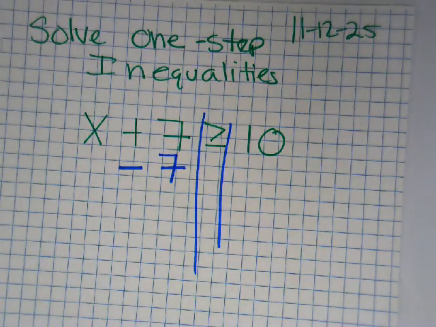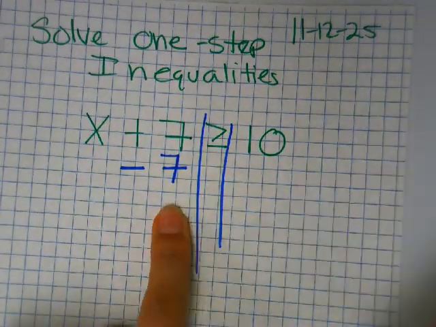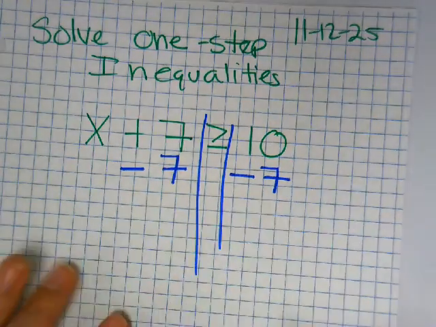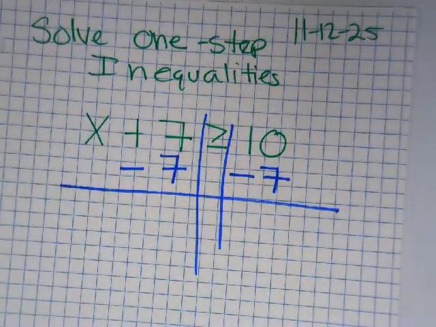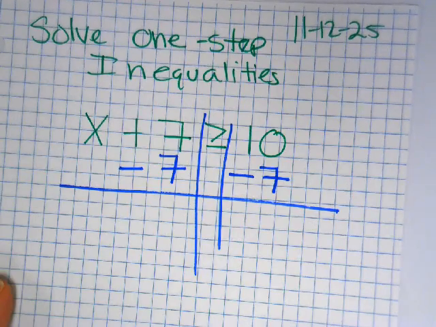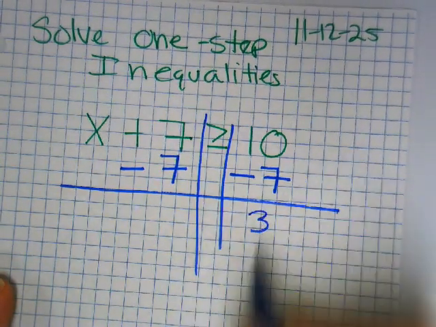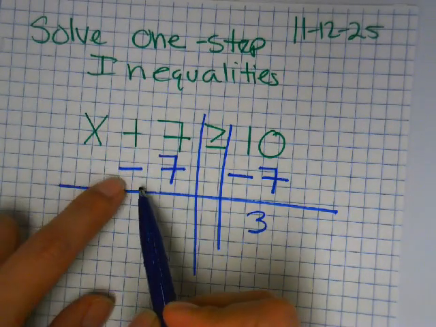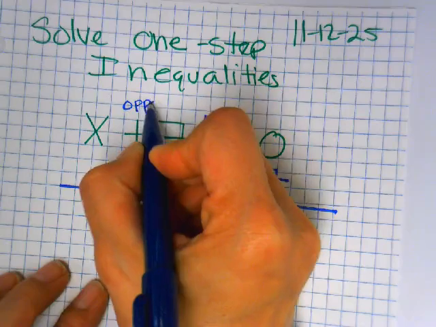Now, if I subtract 7 from this side of the class, what do I have to do to this side of the class? The same thing, subtract 7. So if I subtract 7 on this side, I'm going to write the same thing over here. Subtract 7. This is the work you have to show me for me to grade you. Okay? So what's 10 minus 7? 3. Right? Just 10 minus 7. What's the opposite of plus? Minus.